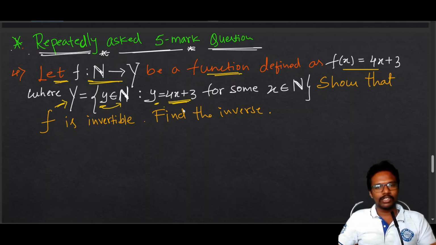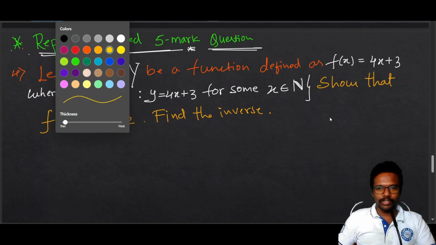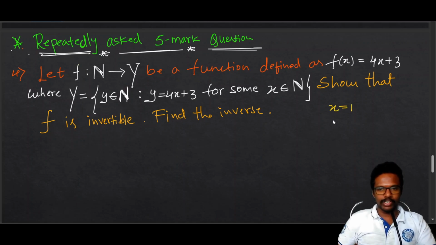The restriction is that those natural numbers should satisfy 4x plus 3. After substituting x values from the domain of natural numbers, the outputs we get as y values are all natural numbers, and those values are present in capital Y. If we consider x equals 1, then y equals 4 times 1 plus 3, which is 7. So Y contains 7. If x equals 2, then y equals 4 times 2 plus 3. 4 times 2 is 8, 8 plus 3 is 11. So it contains 7, 11.